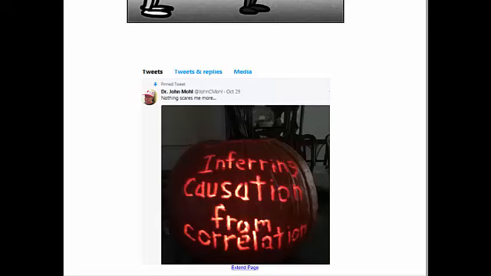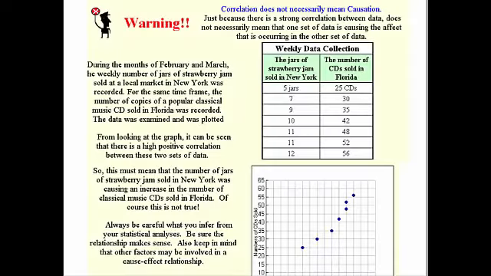On that note, I'm going to show you this slide. This is not in your notes. But just to go through it together again, correlation does not necessarily mean causation. Just because there's a strong correlation between data doesn't mean that one set necessarily is causing an effect on the other set. So we have the jars of strawberry jam that were sold in New York and the number of classical CDs sold in Florida.